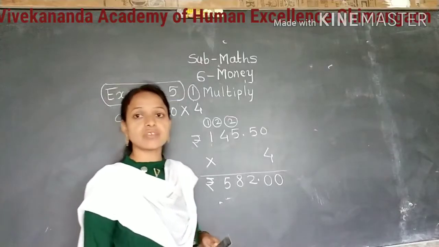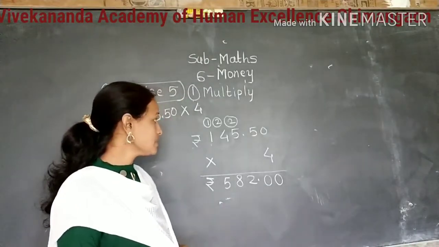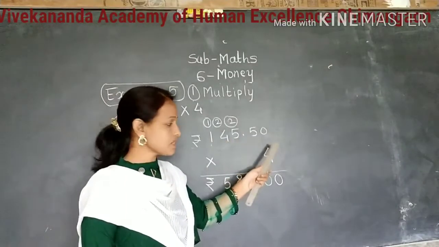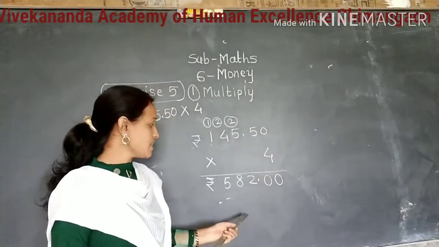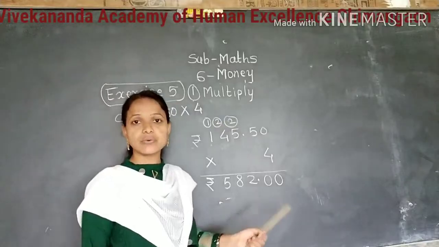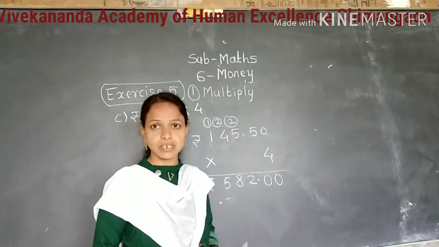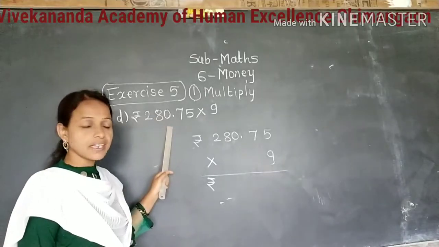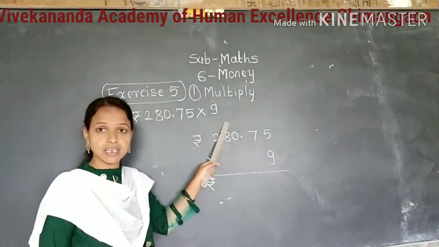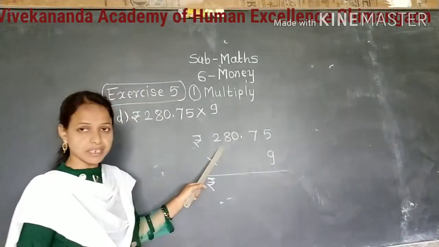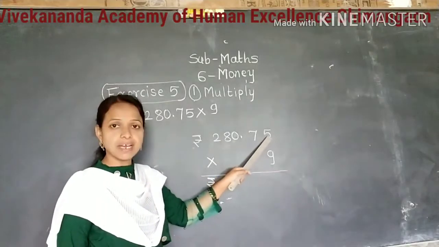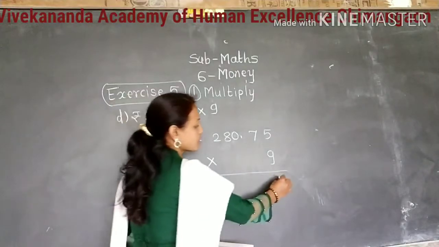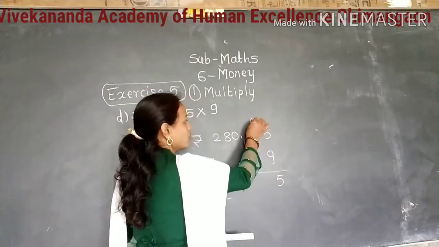Dot from the right two places. In this way, we multiply 145 rupees 50 paise by 4. We get the answer 582 rupees. Okay. Example B. Multiply 280 rupees 75 paise by 9. Okay. So we will multiply. First we multiply 5 by 9. 5 9s are 45. So write here 5 and 4 carry.